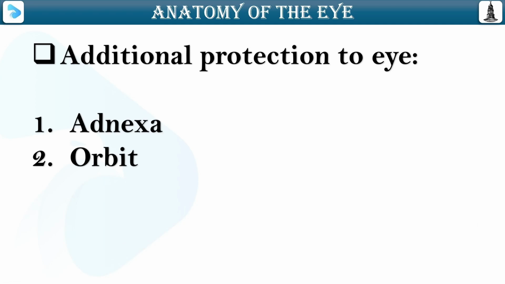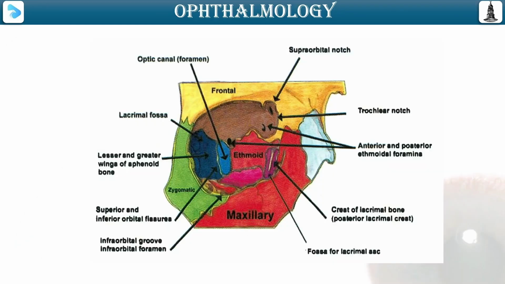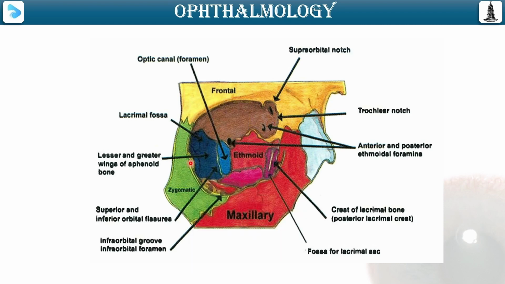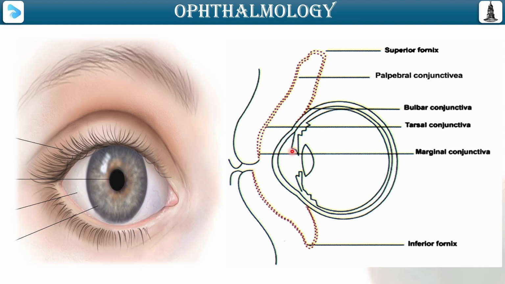So there are additional structures of the eye which provide additional protection to the eye. So there's the adnexa and the orbit. The orbit, as we see here, is a bony socket, the place where the eye is placed. In the orbit, the eye is surrounded by fat, muscles, nerves, vessels, and the lacrimal gland. The orbit will be discussed in detail in the next chapter. So now to the conjunctiva.